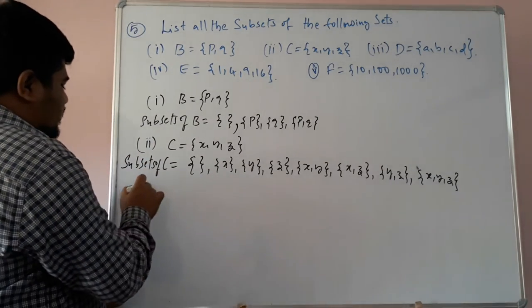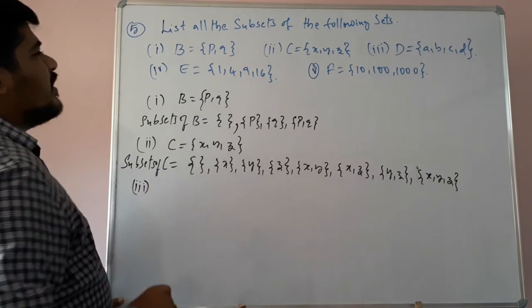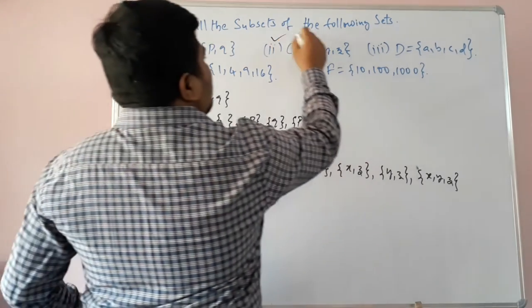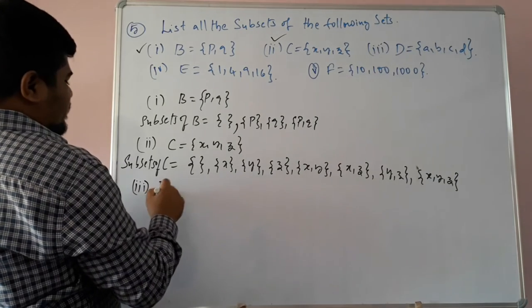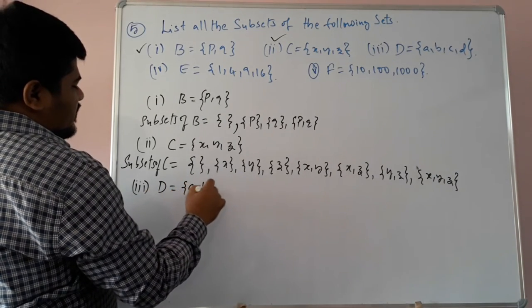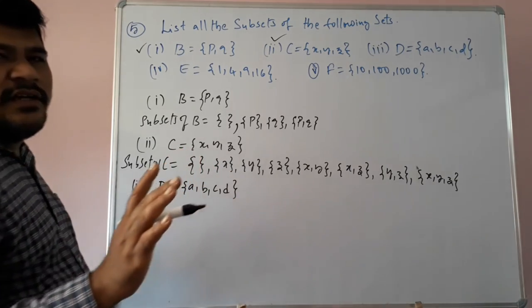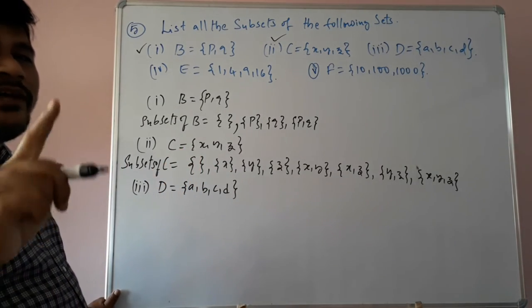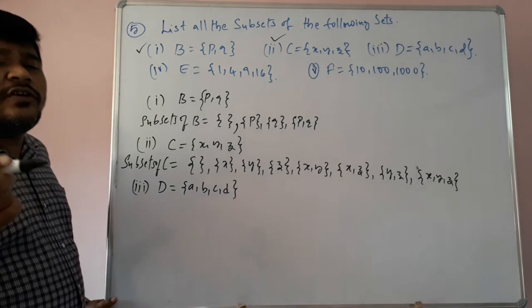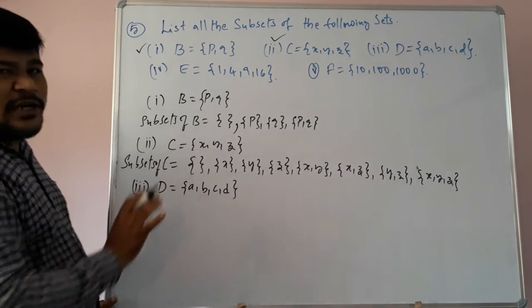Okay. And the third problem. D is equal to A B C D. How many elements are here, children? 1, 2, 3, 4. 4 elements are there. Children, so how many subsets will be there? 2 to the power of 4. 2 to the power of 4 is what? 16. 16 subsets should come here.